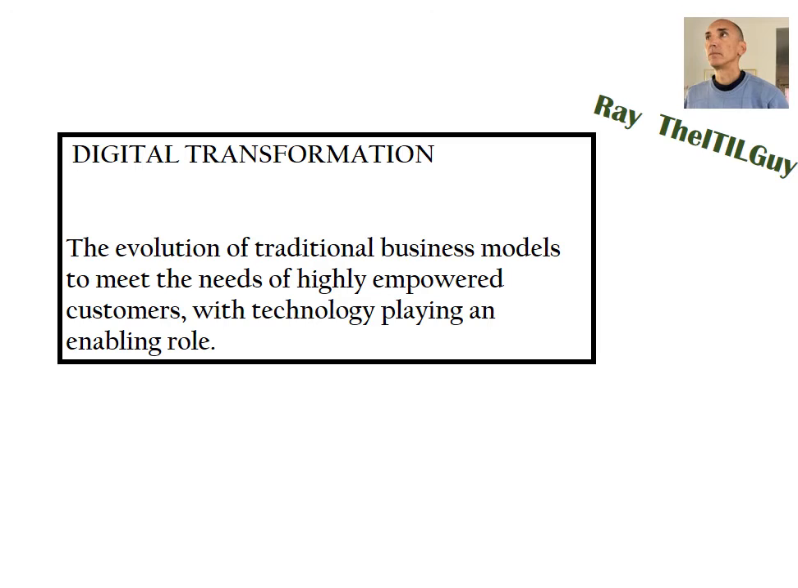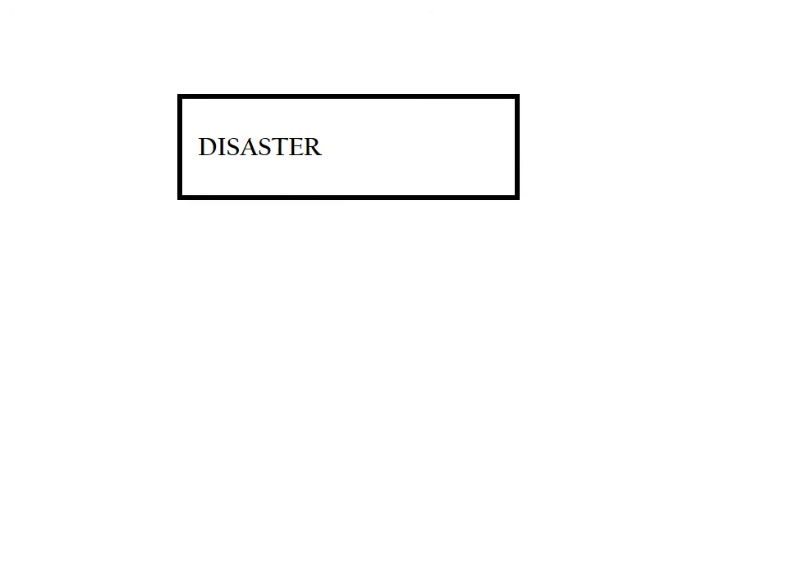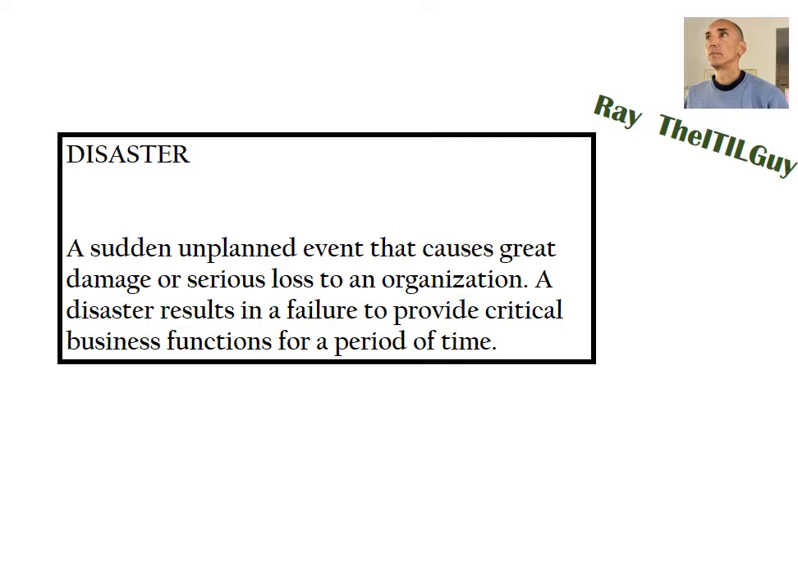Digital transformation. Digital transformation is the evolution of traditional business models to meet the needs of highly empowered customers, with technology playing an enabling role. Disaster. Disaster is a sudden, unplanned event that causes great damage or serious loss to an organization. A disaster results in a failure to provide critical business functions for a period of time.